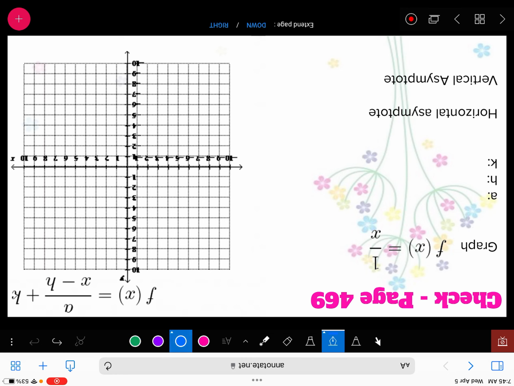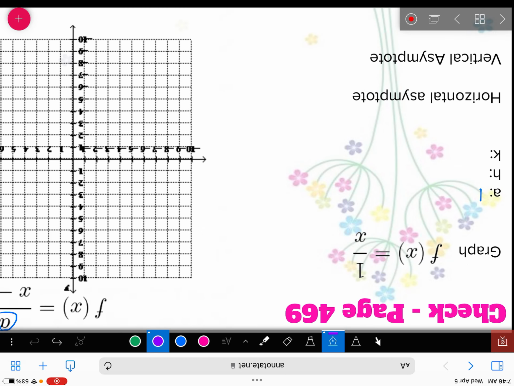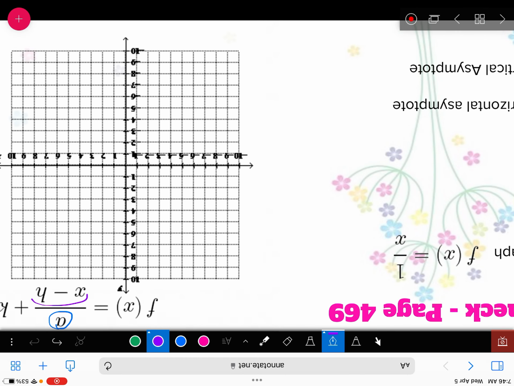We're going to start with finding a, h, and k of our parent function. So I have our parent function up here at the top of my page. It's on the left side of your packet. So let's start with what is our a value for this guy here? 1. What is our h? When does our denominator equal 0?